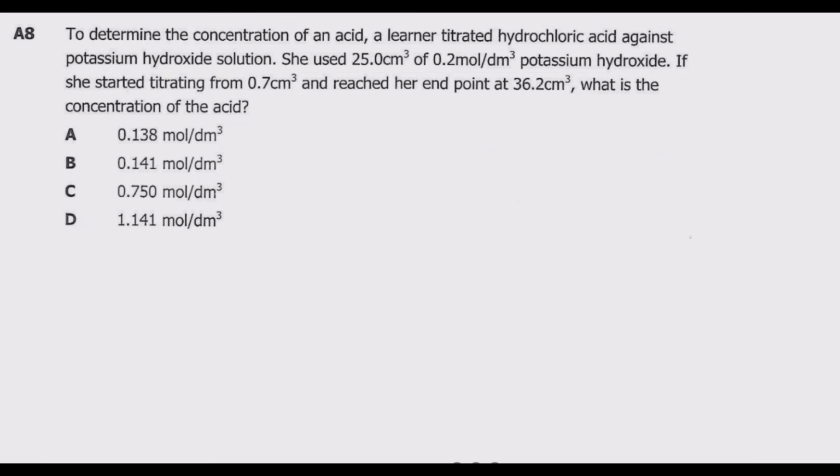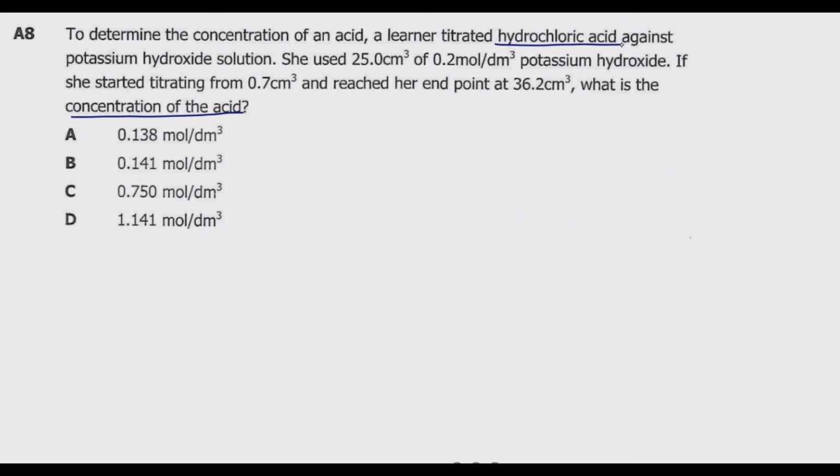Question A8. To determine the concentration of an acid, a learner titrated hydrochloric acid against potassium hydroxide solution. She used 25 centimeter cubed of 0.2 moles per decimeter cubed potassium hydroxide. If she started titrating from 0.7 centimeter cubed and reached her end point at 36.2 centimeter cubed, what is the concentration of the acid? So the question is, we need to find the concentration of the acid. What is the acid? Hydrochloric acid.